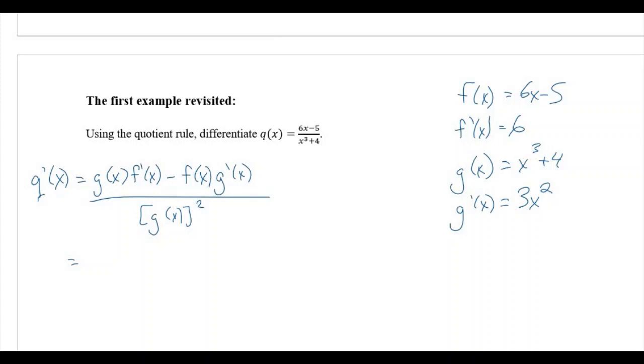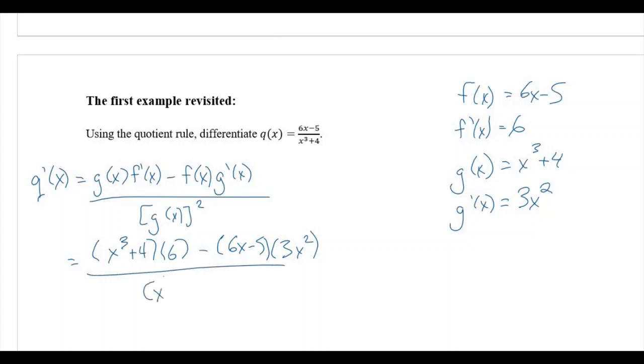So next step, now we're going to sub all that information in. So the first part is g of x was x cubed plus 4. f prime of x is 6. Then we do minus f of x, which is 6x minus 5. g prime of x is 3x squared. All over g of x squared. x cubed plus 4 squared.